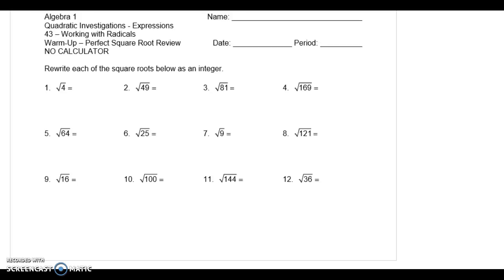So if we're talking about the square root of 4, we want to know what number times itself would give us 4. So then the square root of 4 would just be that number, which in this case is 2. Same with the square root of 49, we're going to make that 7. This would be 9, 13. Square root of 64 is 8, and 5, and so on. Again, we're just looking for the number that multiplies by itself to give that number underneath that square root symbol.